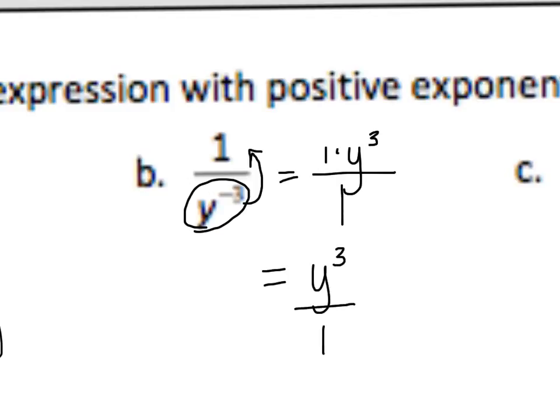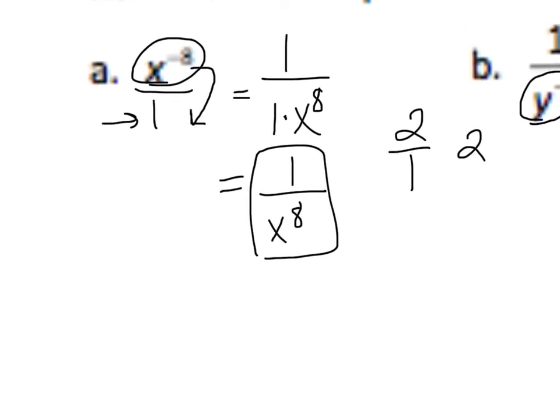Now you can keep the 1 on the bottom. That's fine if you want to. But we know that if I write this like 2 over 1, that's the same thing as writing a 2. Okay, so I can write this as y to the third. The reason why we couldn't do that in a is because we know that 1 over 2 is not the same thing as just 2 if I drop that 1 on the top. So you can drop the 1 on the bottom, but you can't drop the 1 on the top. Okay, it makes a big difference.